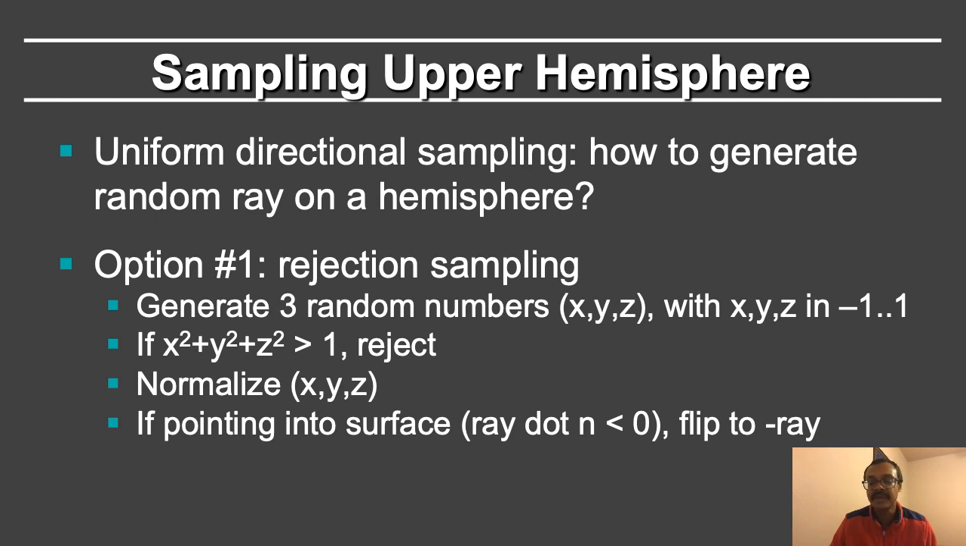Generate 3 random numbers x, y, and z, each in the range from -1 to +1. If x squared plus y squared plus z squared is greater than 1, that means it doesn't lie within the sphere, so reject. Normalize the x, y, and z values so that they are a unit vector on the unit sphere for directions. And finally, if pointing into the surface, meaning the ray dot product with the normal is less than 0, flip and get the negative of the ray.